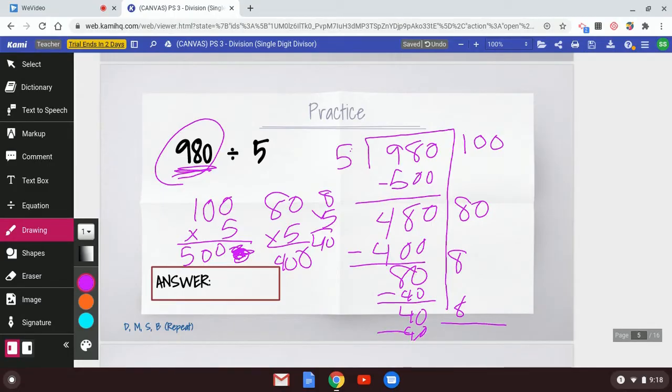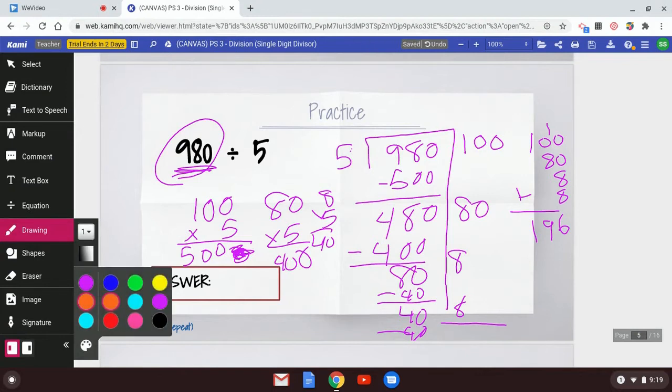So then I add up all of these numbers over here. I should have stacked them better. So I have 100, and I have 80, and I have 8, and I have 8. 16, 1 plus 8 is 9, 1. So my quotient, or my answer, is 196.